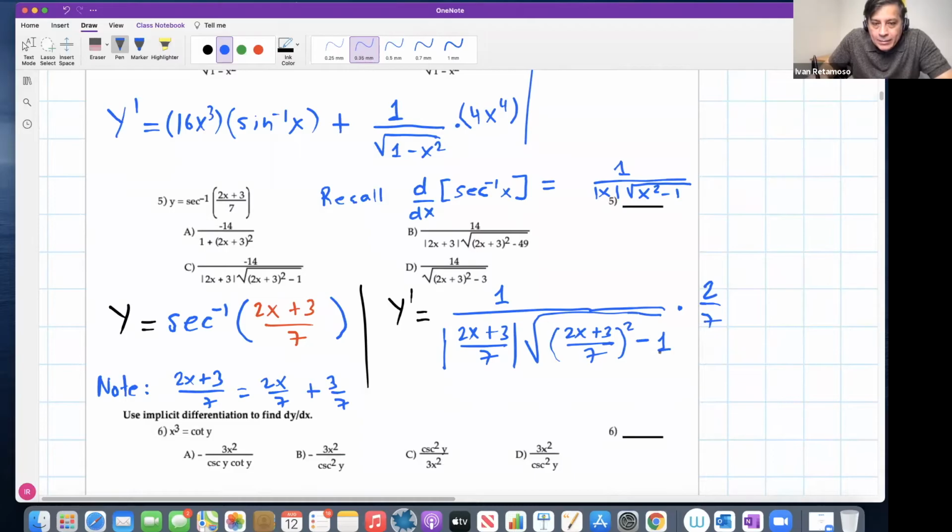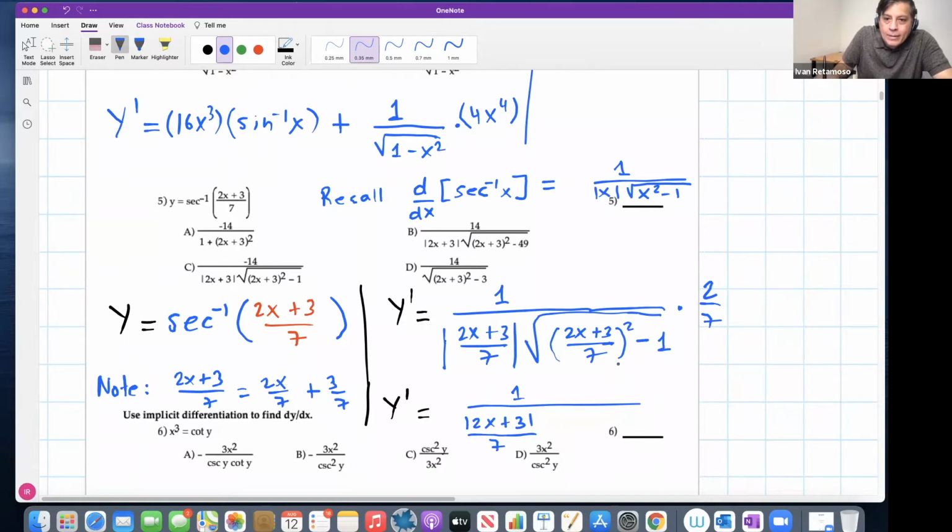Now you have to do the algebra. I'm going to do it the best I can, but I might have to skip some parts because we don't have room here. But check this out. The absolute value of the numerator: I don't know if 2x plus 3 is positive or negative, so I am going to write the absolute value of 2x plus 3 on the bottom. When I distribute the absolute value to the denominator, the absolute value of 7 is just 7 because 7 is positive, so this one has no absolute value.